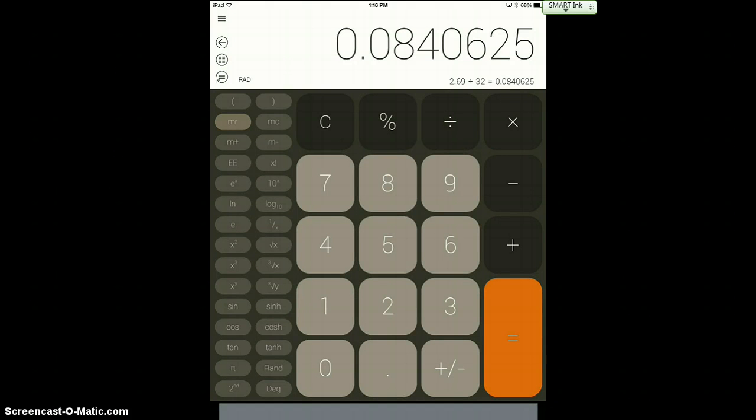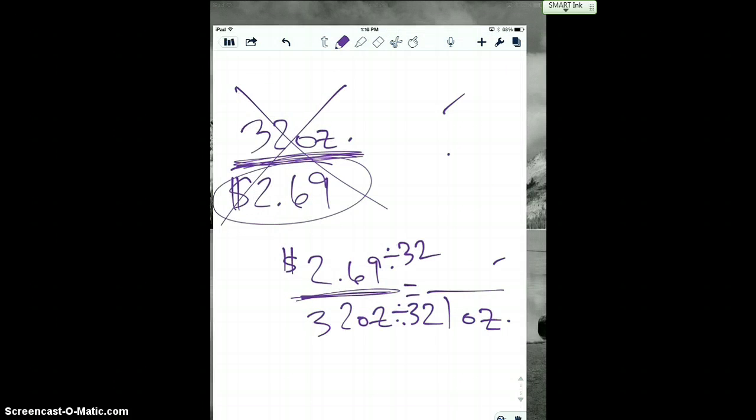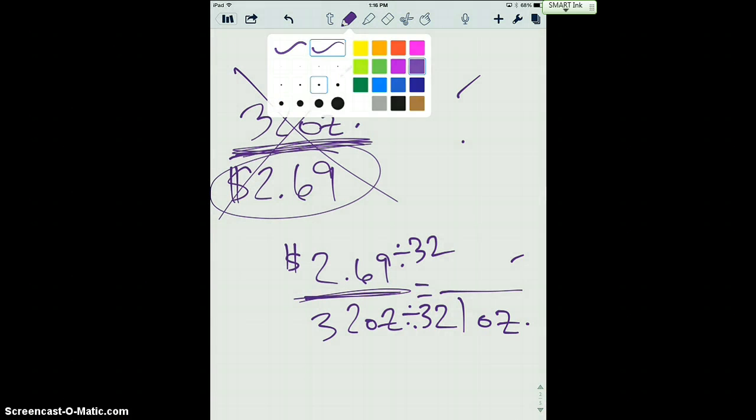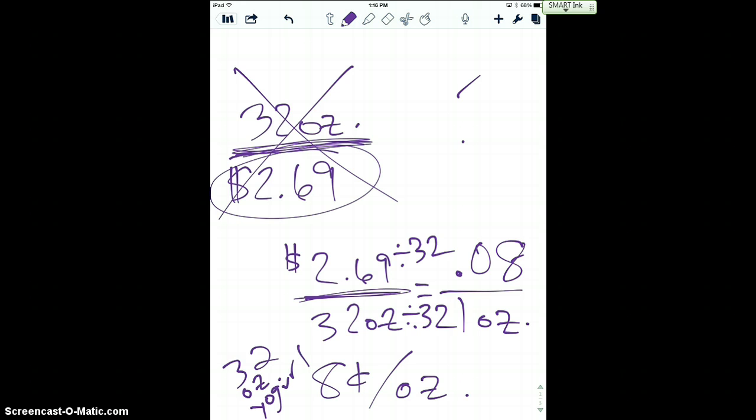There's my price per ounce. Now the thing is, I want it in money. So how much money would this be? Remember, in money we go to the hundredths spot. So is it going to be 0.08 or 0.09? We would round it to 0.08. And how much money is that? That's 8 cents per ounce. And that was for the 32-ounce container of yogurt. Okay, are we done with the problem yet?